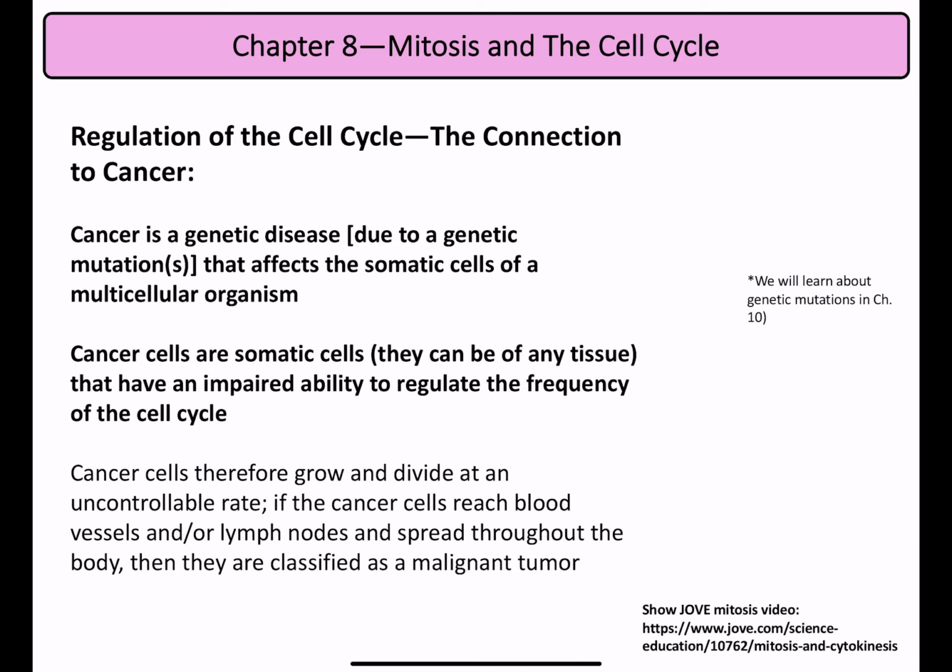Oops, I want to say one more thing, actually. A cancer cell doesn't become a malignant tumor until you have enough somatic cells growing uncontrollably. And once they reach your blood vessels or lymph nodes, and start to circulate throughout the body, that's when it becomes more dangerous as a malignant tumor.